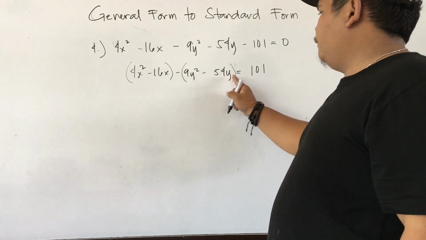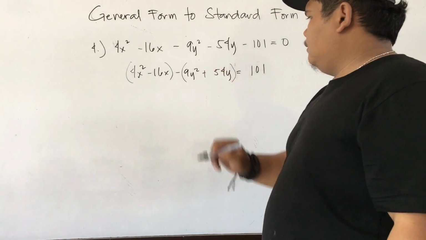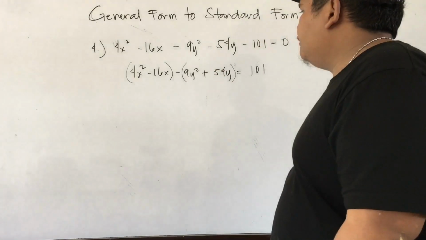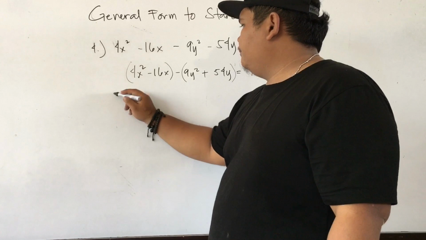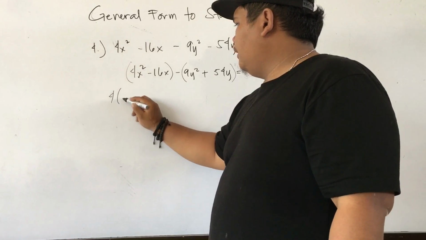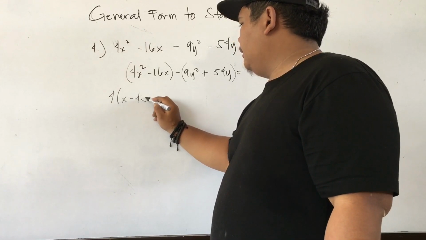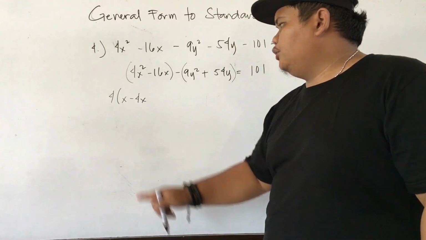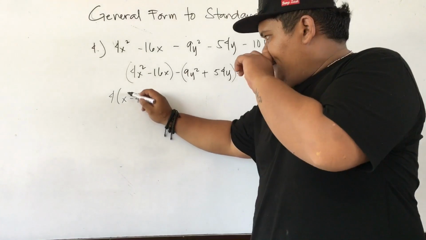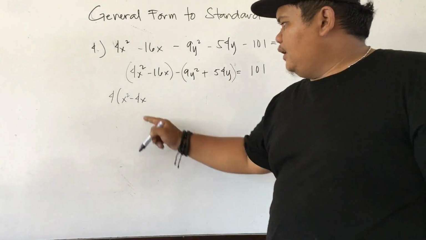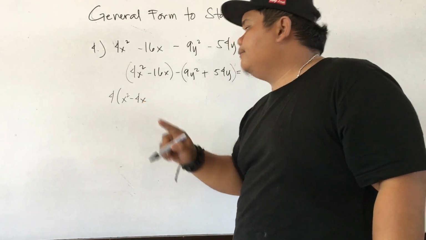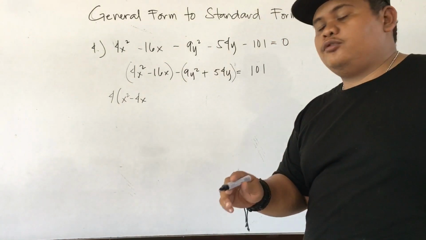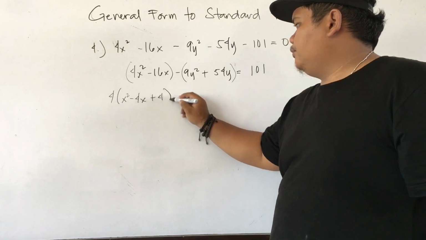Now, since we enclose negative 9y squared minus 54y, this will be positive. Okay, next is factor out 4, x squared minus 4x. And then complete the square by taking half of b. Taking half of b is 2 and 2 squared is 4.